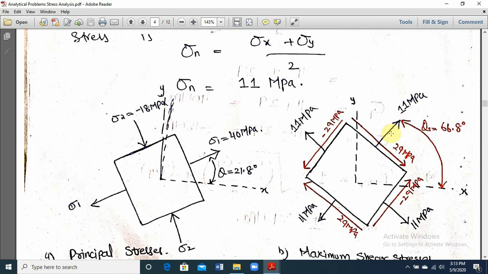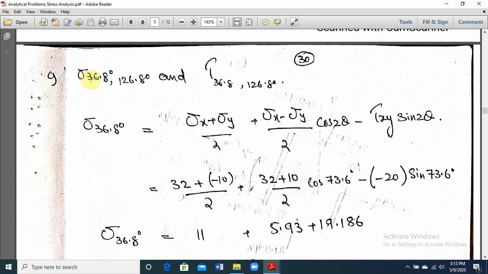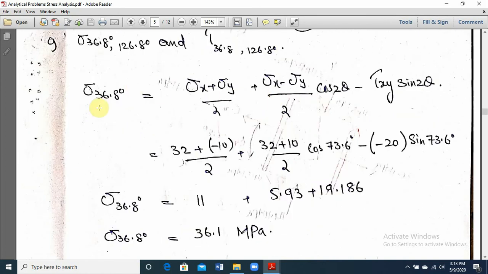So at this plane, what was the value of shear? Plus, so we will draw a clockwise rotation for this, which is plus 29. And perpendicular to this plane we have minus 29. We will draw anti-clockwise rotation, means direction this way, this way. For positive it will be this and this. Now the third one, you need to determine the value of normal stress and shear stress at this angle. For 36.8 degree, you need to put the value of theta as 36.8 degree, and you get the answer.